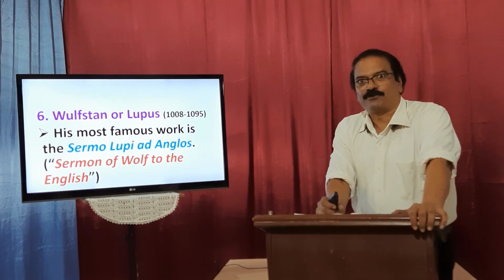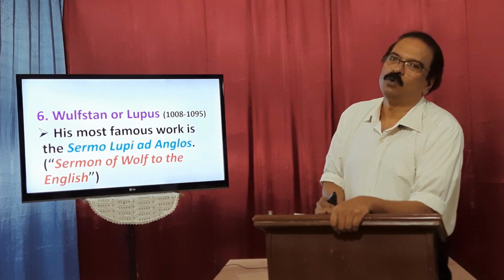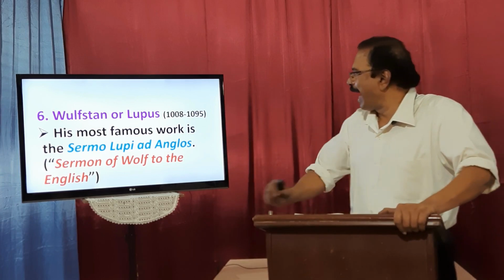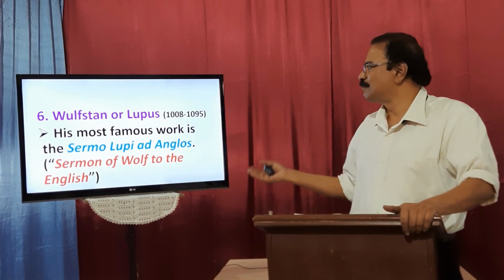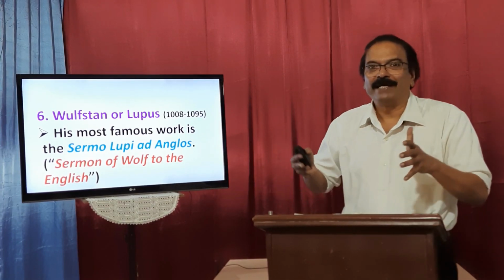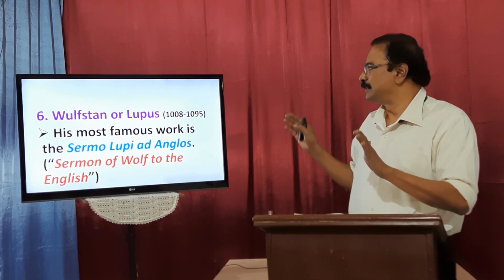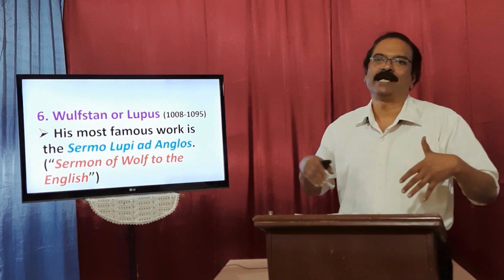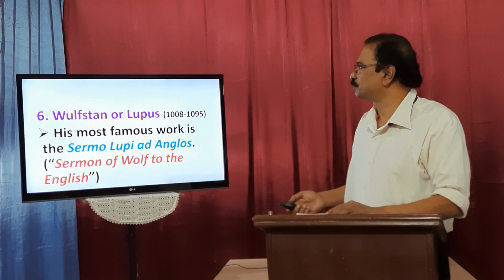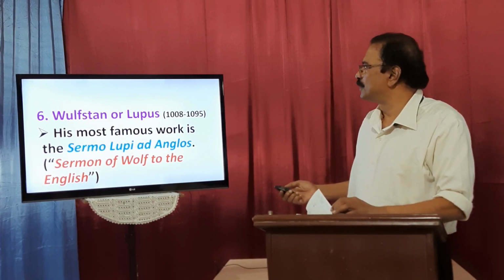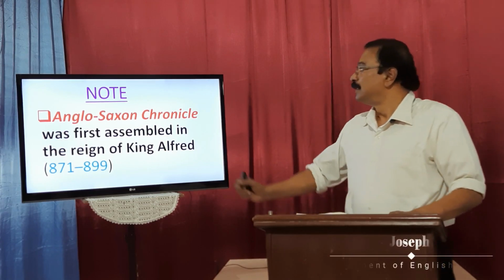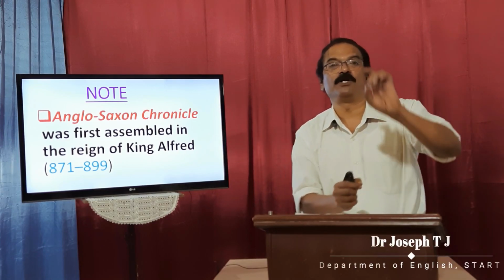Wulfstan or Lupus. He is known as Lupus or Wulfstan. His most famous work is the Sermo Lupi ad Anglos. In English, Sermon of Wolf to the English. Here, wolf is not that animal. He is, by his nickname, called Wolf. So, Sermon of Wolf to the English. Whatever sermons he delivered to the people of England or people around him, this is another work of Wulfstan or Lupus. This is the last, I think I have more or less maintained the time. This is the last piece of information that I want to give you from the Old English period.